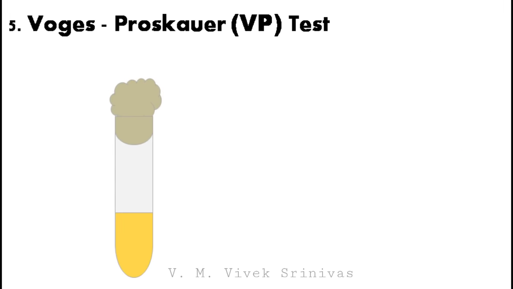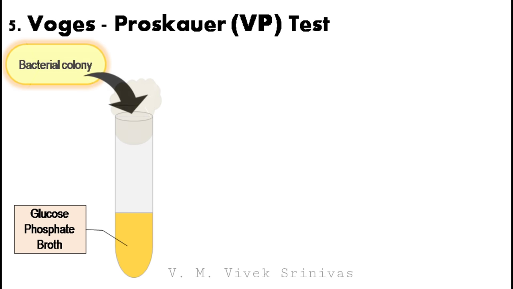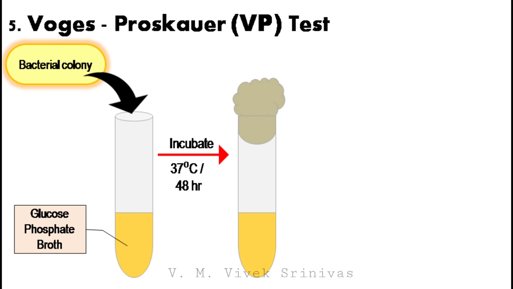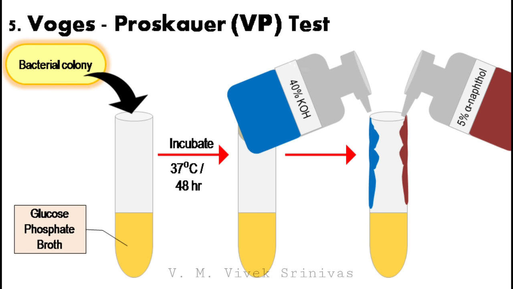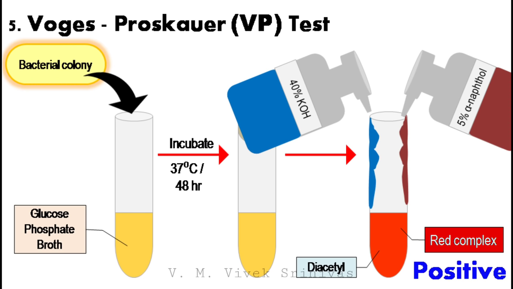The procedure: this test is performed in glucose phosphate broth. Now, take the bacterial colony and inoculate it into this broth. Incubate for 48 hours. Following incubation, add the 5% alpha naphthol and the 40% potassium hydroxide to it. The development of the red color indicates the test is positive due to diacetyl formation. For example, the Klebsiella pneumoniae bacterial organism is positive for the VP test.